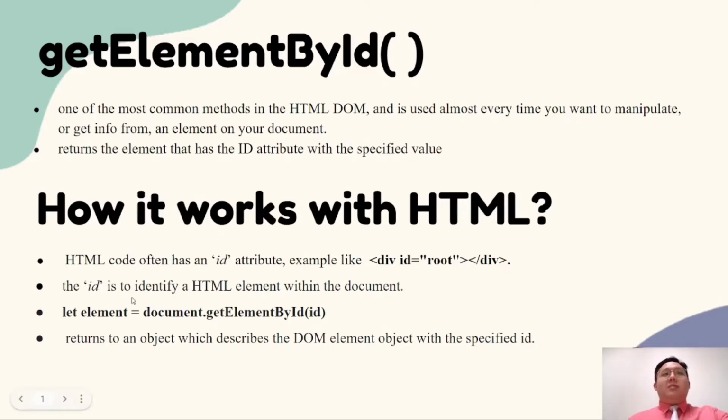As I mentioned earlier, the ID is unique within a document. However, HTML is a forgiving language. If a document has more than one element with the same ID, the getElementById method returns the first one that it encounters. So, here is an example of getElementById in HTML.